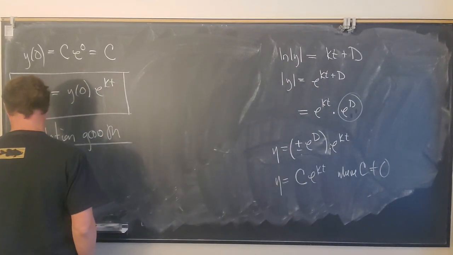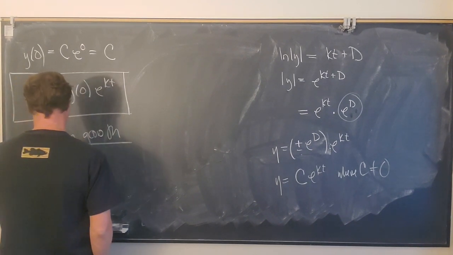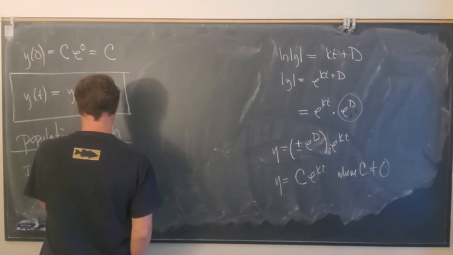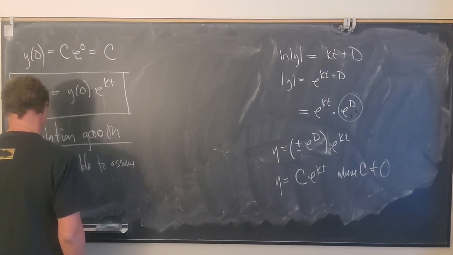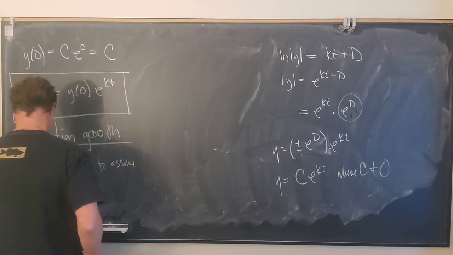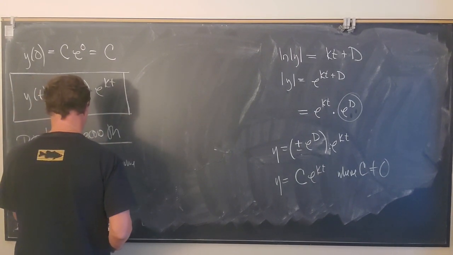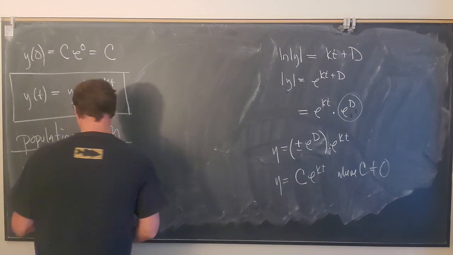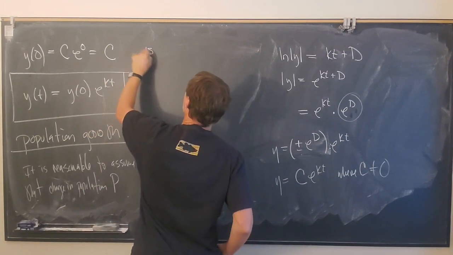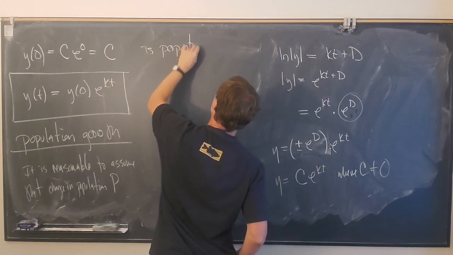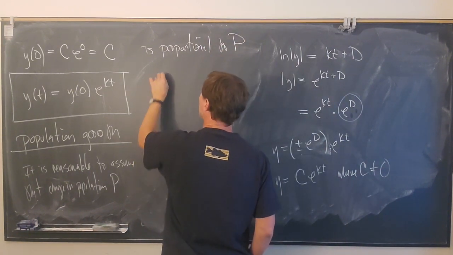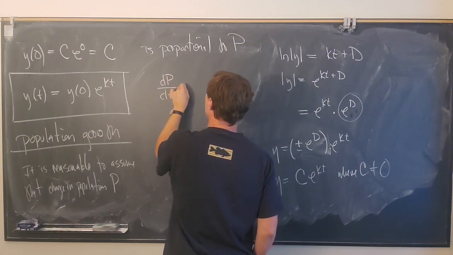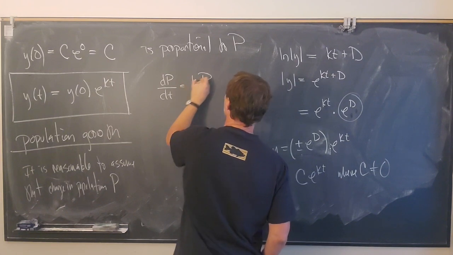So let's say it like this: it is reasonable to assume that the change in population, and let's call that population capital P, is proportional to P. And so the way you would write that in terms of differential equations, dP/dt is equal to some constant multiple of P.